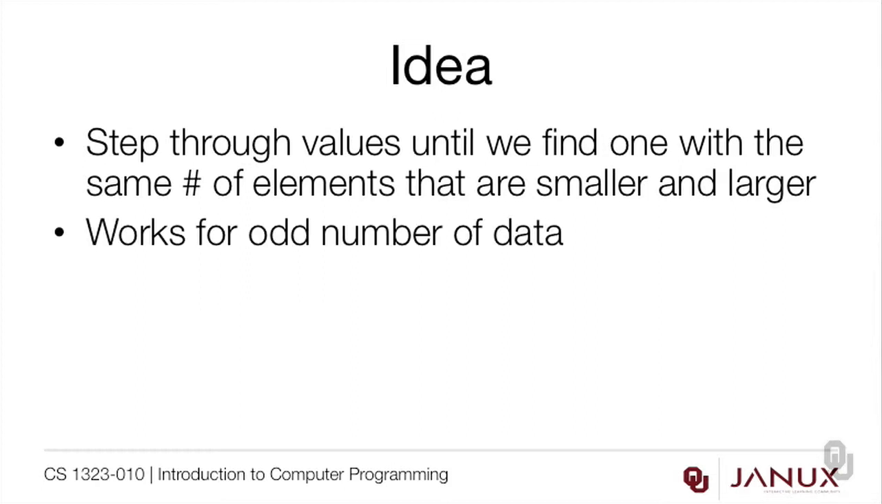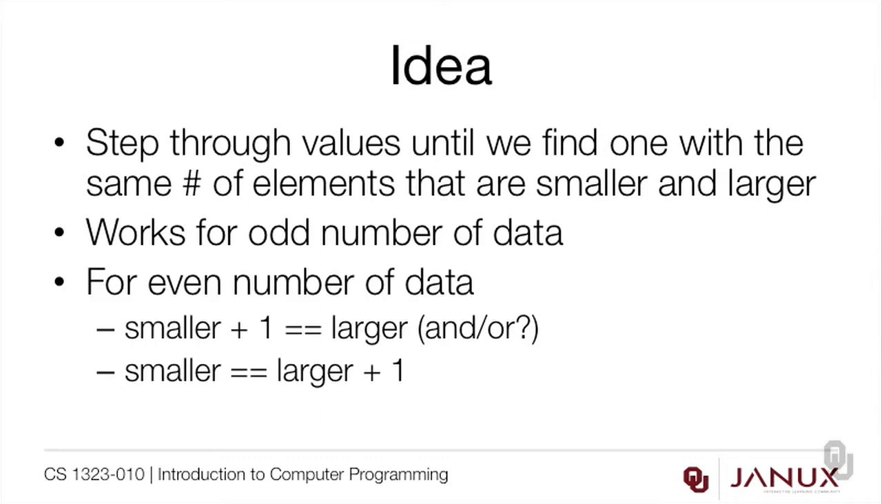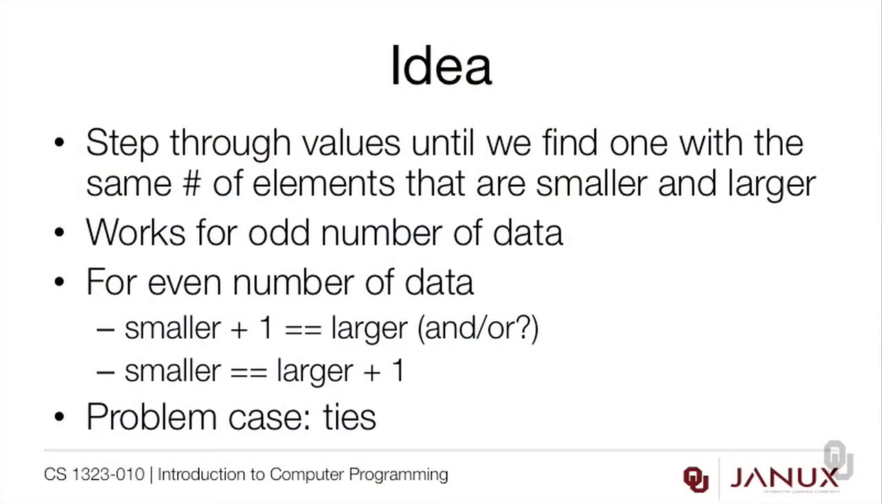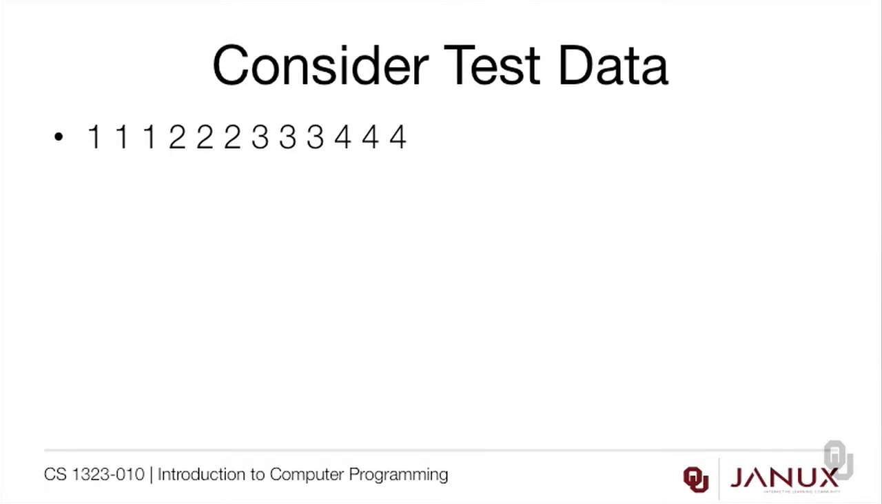Now, this works for an odd number of data, but it isn't going to work for an even number of data. So for an even number of data, what we need to look at is to see if the number of smaller values plus 1 is equal to the number of larger. Or maybe, and, smaller is going to equal the number of larger values plus 1. So essentially what we need to do is count the number of smaller values, count the number of larger values, and then do a comparison. The problem case here is with ties. So what if we have the case like we do in our test data where we have ties right in the middle? Let's look at our test data.